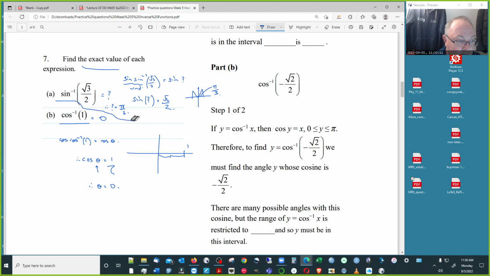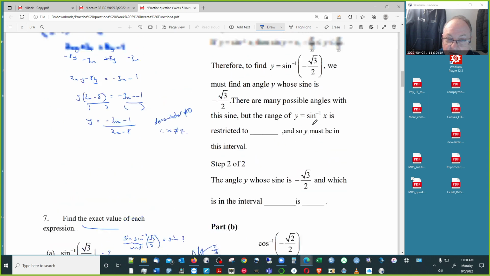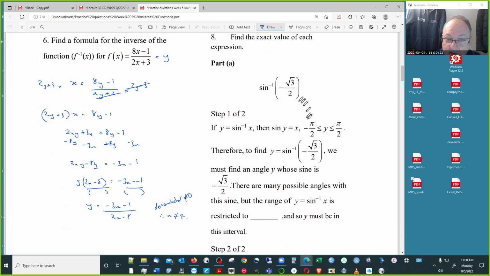Sine of root 3 on 2 is pi on 3. So let's have a look at that question. Find the exact value for sine inverse. So this is a domain restriction. This is saying that we're restricting the domain.